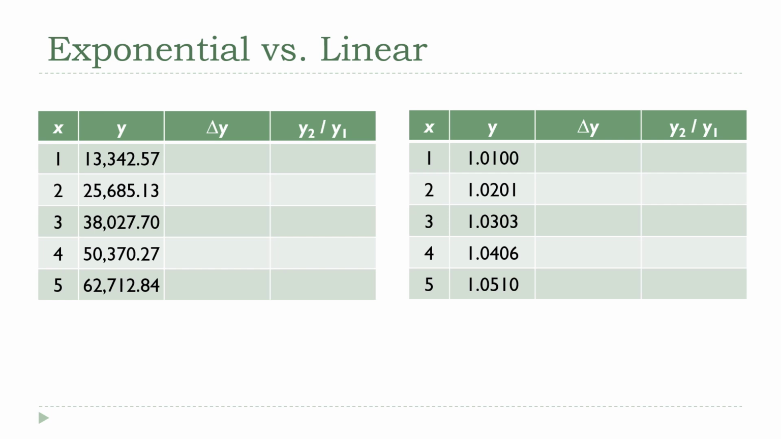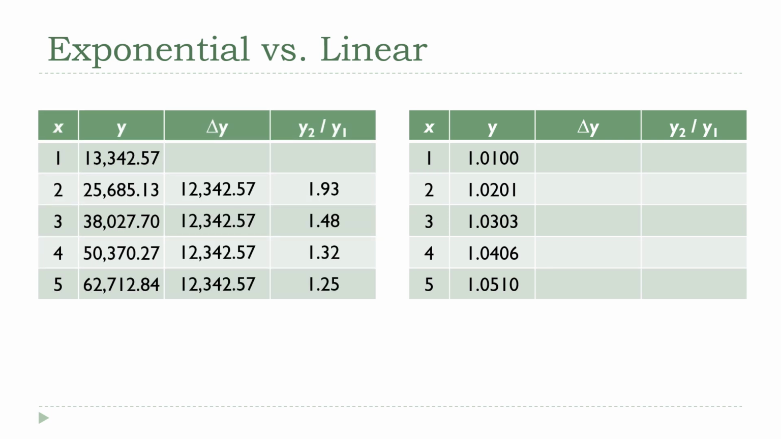So what I'd like you to do, you can pause if you like, and calculate these other two columns. Delta y in the first data set, for example, in row 2, that would be 25,685.13 minus 13,342.57, and so on down the column. And in the fourth column there, you're going to do the same thing, but you're going to divide. So the value in row 2 would be 25,685.13 divided by 13,342.57. So you can pause if you like and fill those out. Then I'll show you my numbers.